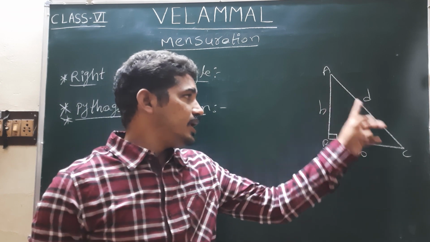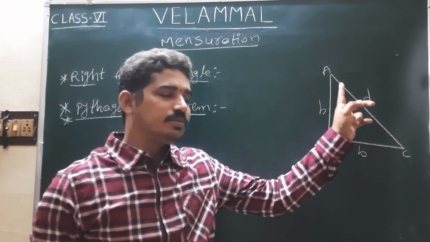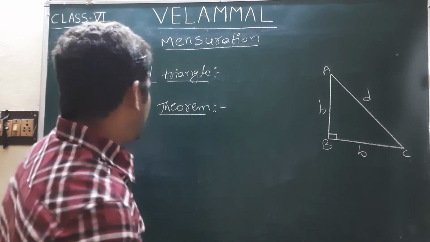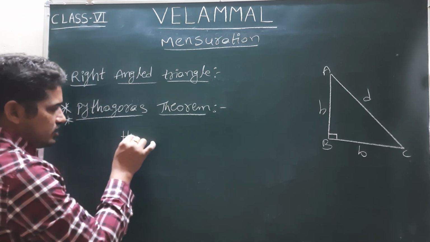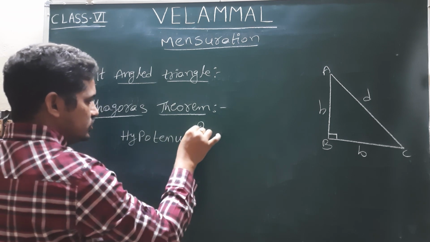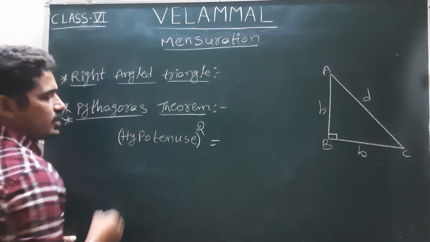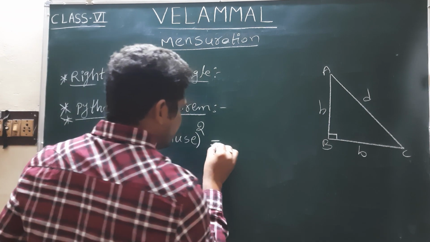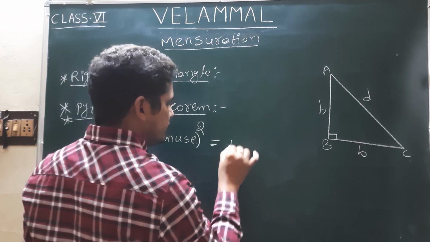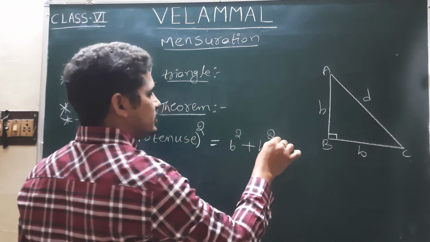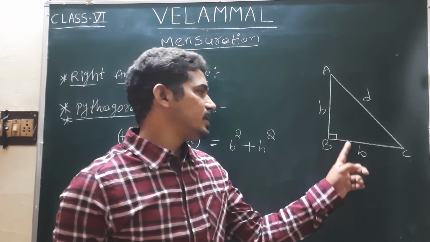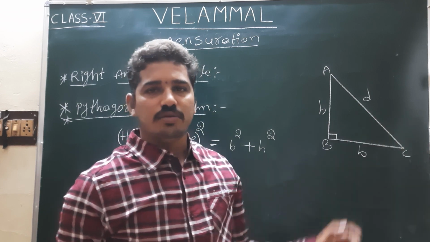That means the hypotenuse, the longest side of the right angle triangle, can be expressed as: hypotenuse square is expressed as the sum of the squares of the sides of the triangle. That means he said B square plus H square. The sum of the squares of the sides of the triangle is called the hypotenuse.